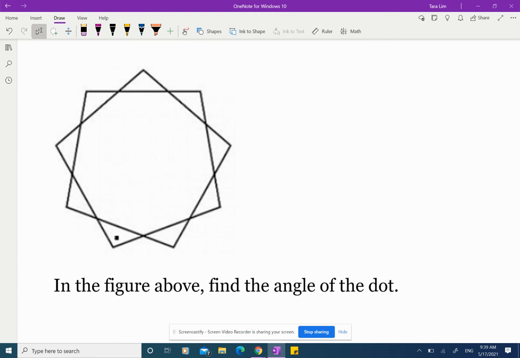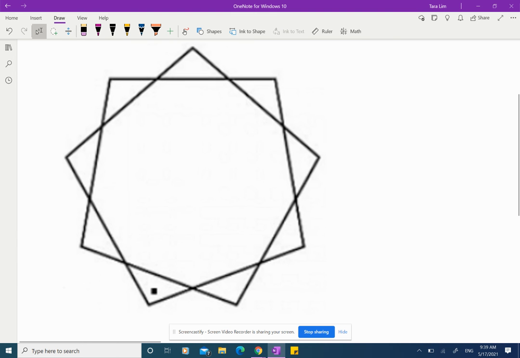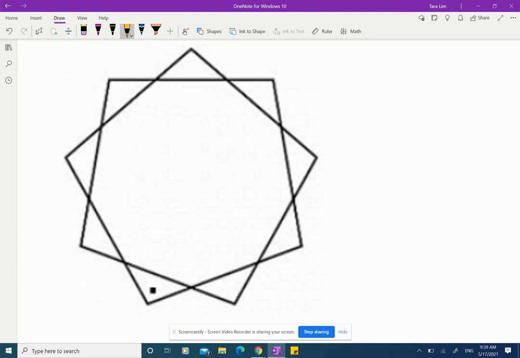Figure above, find the angle of the dot. So here we can see a shape, and this shape includes a lot of other shapes. So the shapes are overlapping each other. So let's find some different polygons here.